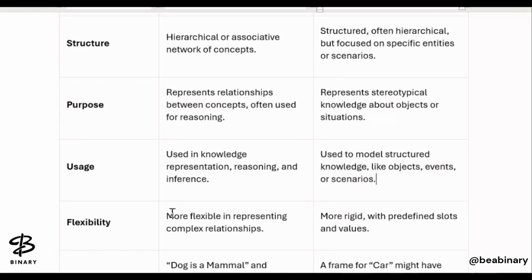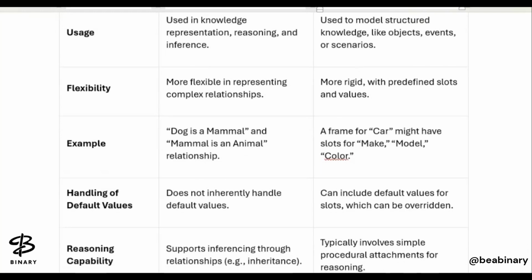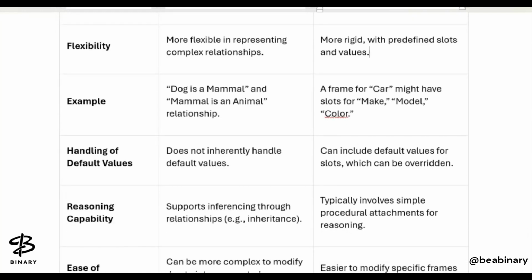Flexibility: semantic networks are more flexible in representing complex relationships, and frames are more rigid, with predefined slots or default values. For example, in a semantic network, we say a dog is a mammal and a mammal is an animal. And in a frame, the frame of a car might have a slot for make, model, and color.